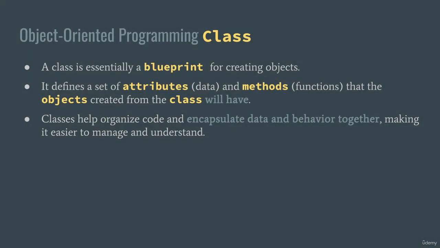In object-oriented programming, a class acts as a blueprint for creating objects. It defines the attributes, or data, and methods, or functions that objects created from that class will share. Classes play a key role in organizing code by bringing together data and behavior. This approach encapsulates related information and functionality, making our code easier to manage, reuse, and understand.